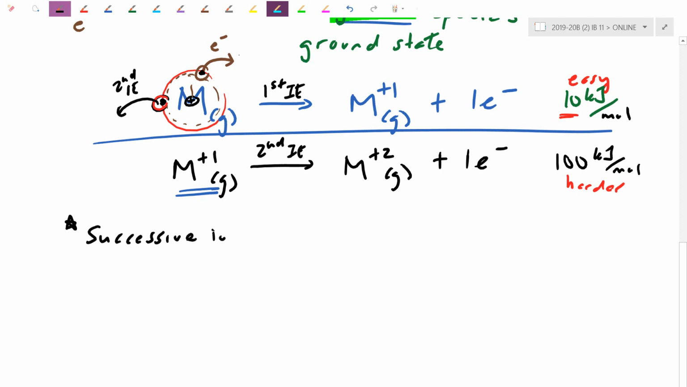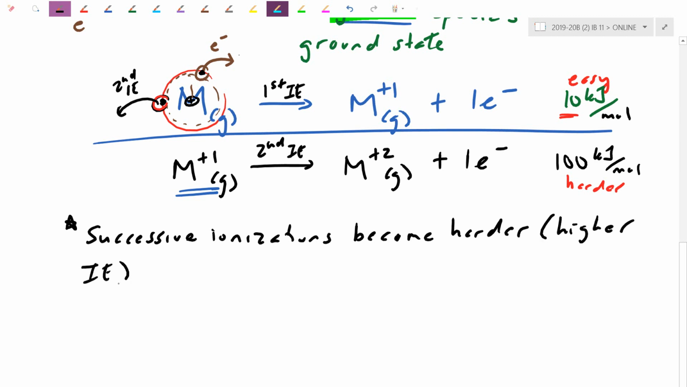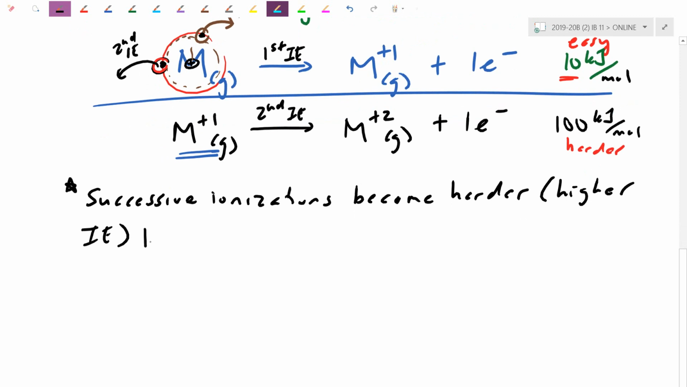So let's just write down the words here. Successive ionizations become harder. If you want to do the language here, successive ionizations will have a higher ionization energy. The difficulty to remove the next electron becomes harder and harder because the radius decreases. Radii is plural for radius. Okay, the size of it decreases.